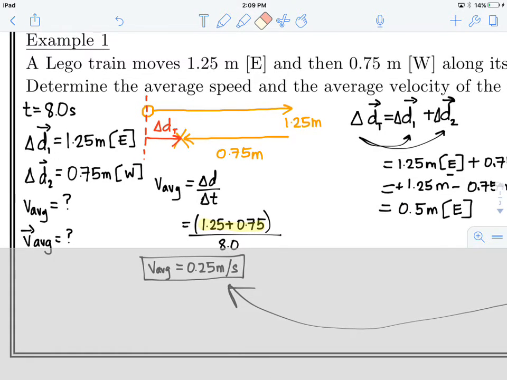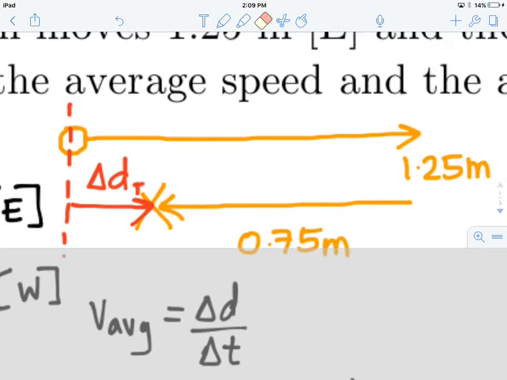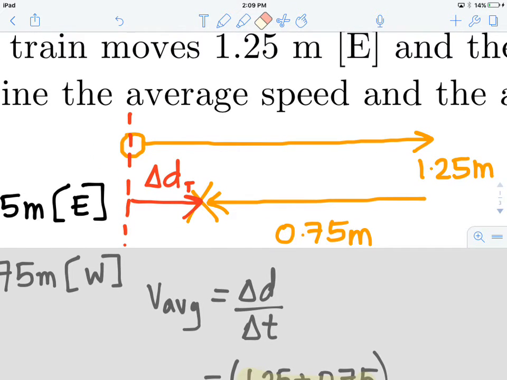I'm going to do the velocity first, and then I'll come back to the speed. So here we have a vector diagram. In the first segment we started here and we went on a displacement in the east direction, and it was 1.25 meters. And then once we got there, we moved back 0.75 meters west. So we started going one way, turned around, went the other way, all on this train.